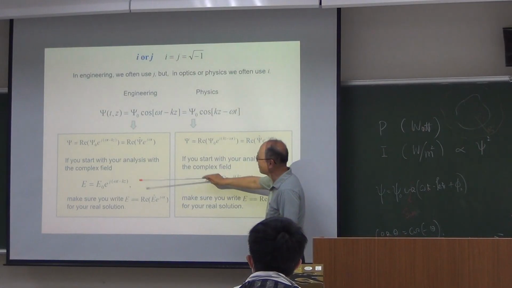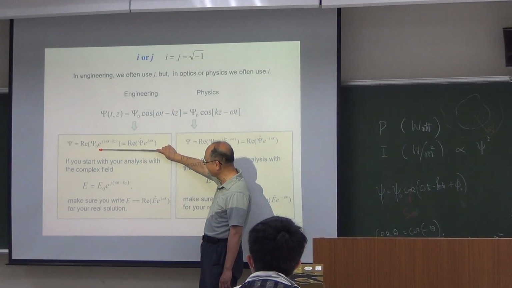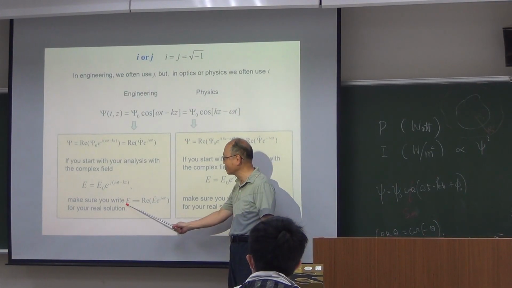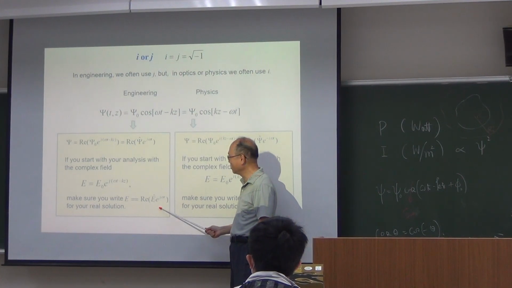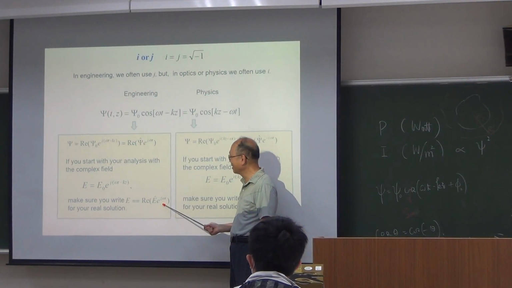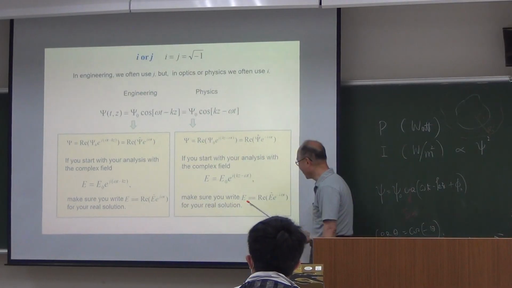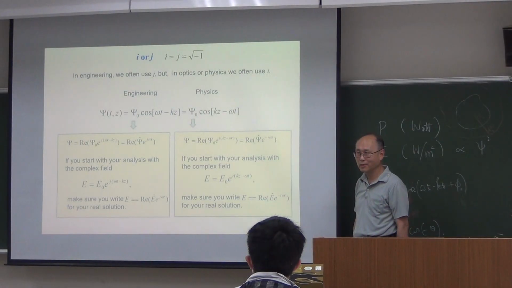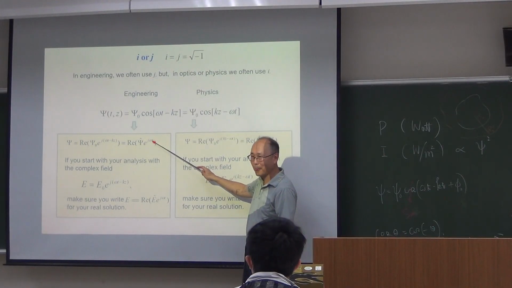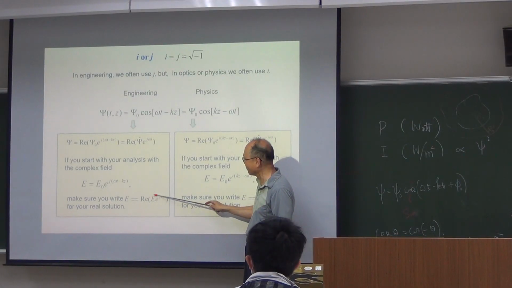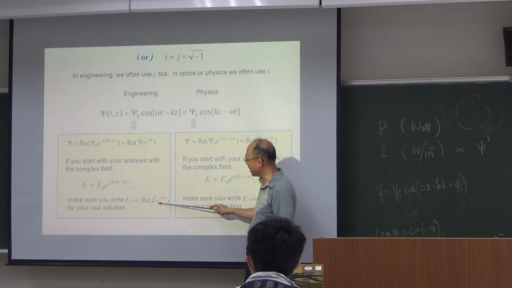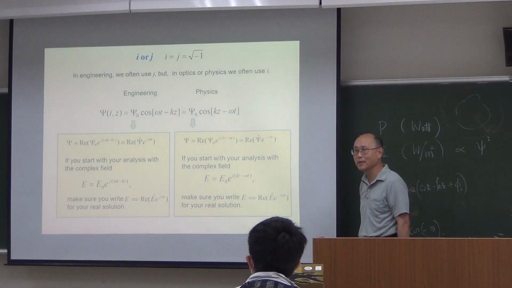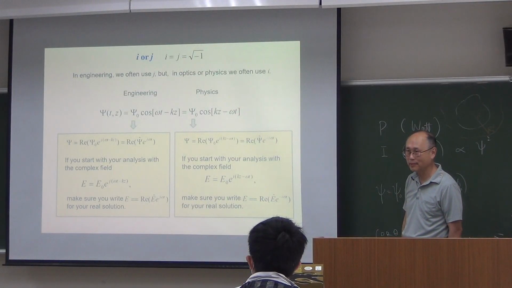Okay, if you adopt this in your calculation, and then eventually you obtain some results, and then you want to convert it back to the real world, you choose this notation. You don't start with this and then choose this conversion. Then it's going to be inconsistent. Okay? So if you start with this and then finally get some solution for your phasor, then you multiply with exponential j omega t and take real part to get the real signal. Okay? Any problem with that?